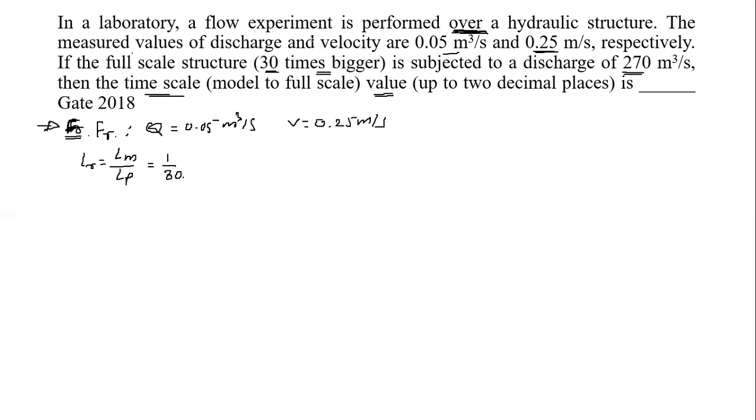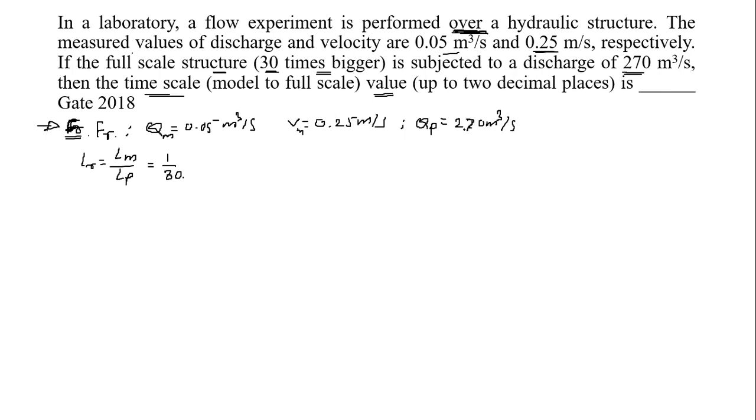वंस अगेन गो फॉर द क्वेश्चन स्टेटमेंट, इन अ लैबोरेटरी, लैबोरेटरी भी किया है तो एग्जैक्टली प्रोटोटाइप नहीं रहेगा, मॉडल रहेगा। इन अ लैबोरेटरी द फ्लो एक्सपेरिमेंट इज परफॉर्म्ड ओवर अ हाइड्रोलिक स्ट्रक्चर, द मेजर्ड वैल्यूज ऑफ डिस्चार्ज एंड वेलोसिटी किसके ऊपर रहेंगे? वो एक्सपेरिमेंट के दौरान ही रहेंगे। सो दिस विल बी रिलेटेड टू द मॉडल QM एंड VM। मॉडल का डिस्चार्ज, मॉडल का वेलोसिटी दिया है, उसके बाद में क्या दिया है? इज सब्जेक्टेड, यानी कि इफ अ फुल स्केल स्ट्रक्चर, फुल स्केल स्ट्रक्चर यानी कि प्रोटोटाइप रहेगा। 30 times bigger is subjected to a discharge of 270 meter cube per second, यानी कि this 270 meter cube per second is a discharge in a prototype, actual structure we can say 270 meter cube per second.